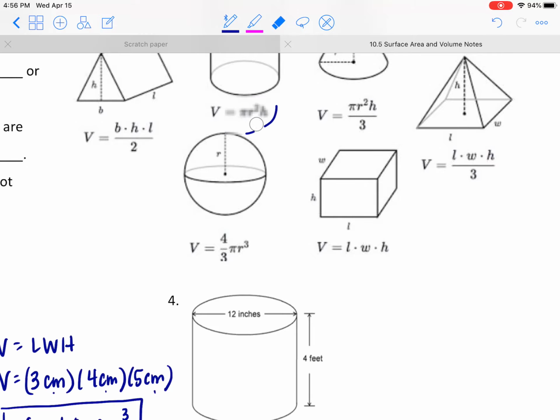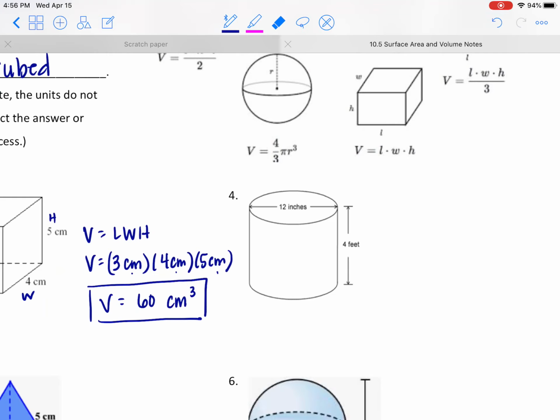Okay? So let's try that again. Number 4, we've got a cylinder. And for a cylinder, it says pi times radius squared times height. So the volume for this cylinder is going to be pi times radius squared times height. So pi times the radius, be careful. If our diameter here is 12, that's all the way across is 12, that means the radius is going to be 6. So we're going to put 6 squared in here, and then we're going to multiply by the height. The height is here, 4 feet. So put that in there, and then our volume is going to be equal to 6 squared times 4.